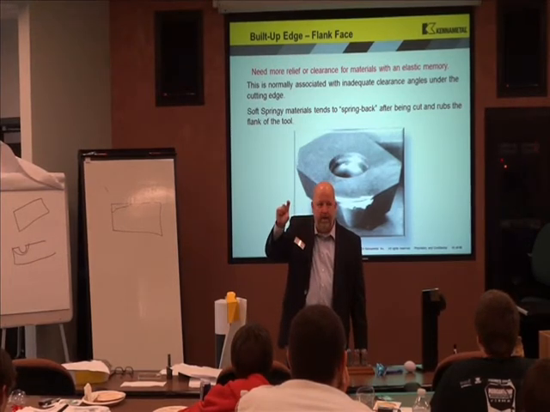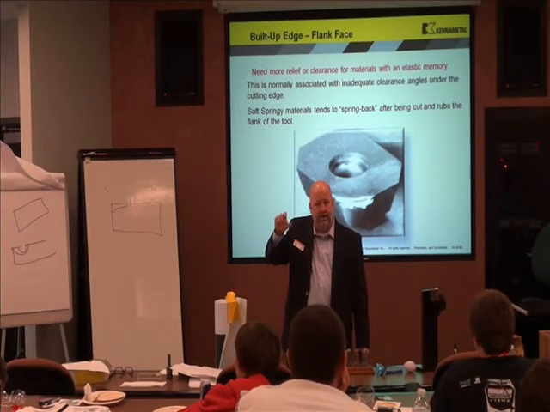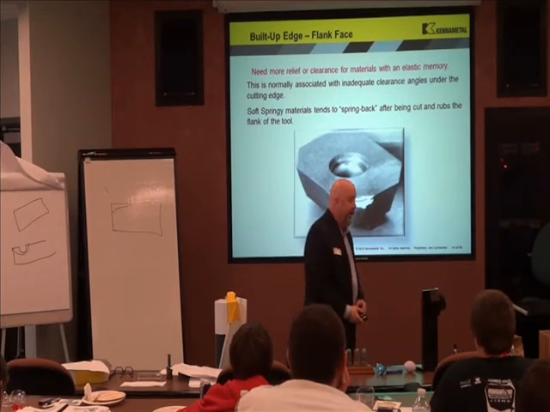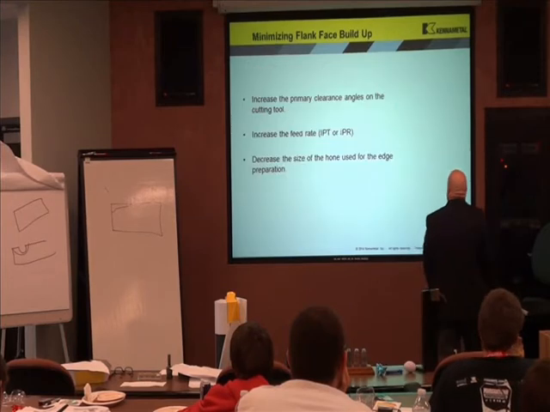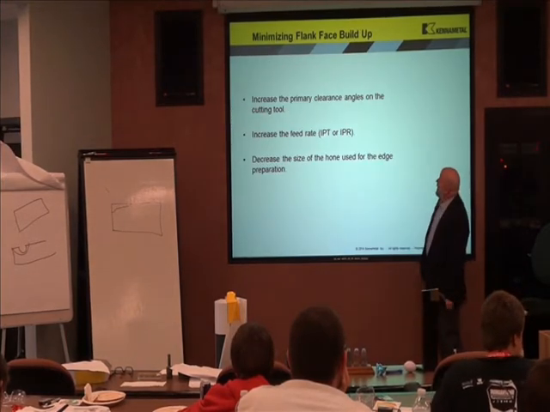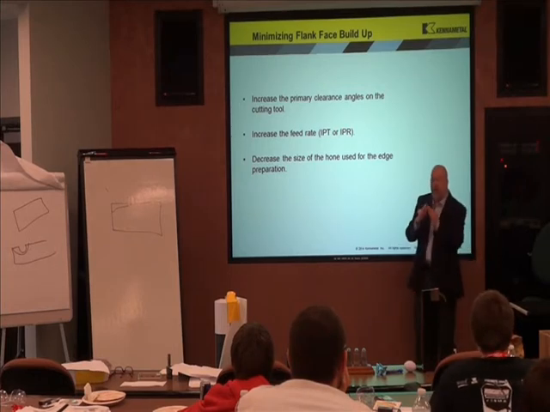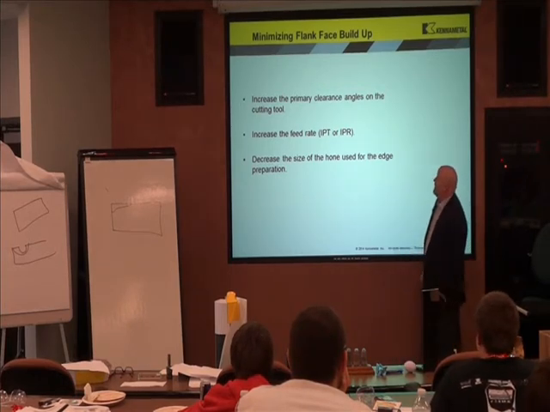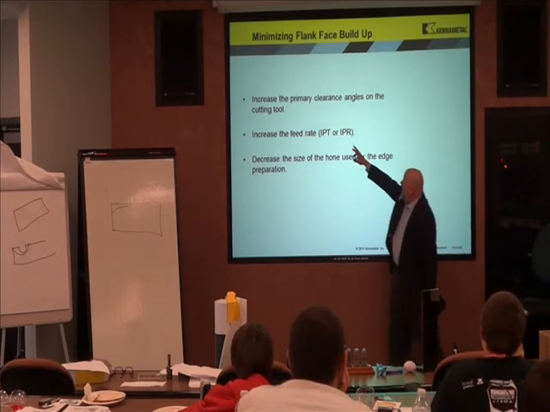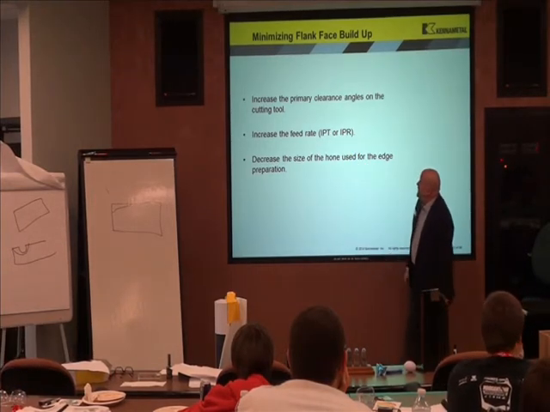All you got to do is put in numbers. This is my boring bar diameter. This is my depth of cut. This is the type of material I'm machining. It's automatic. It'll give you the answer. So, if I've got that flank build up, I increase my primary clearance angle. I can actually give it more, make it more positive. I can increase my feed rate, or I could decrease the size of my hone.